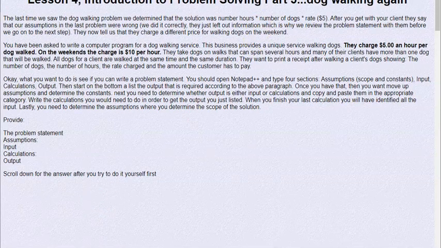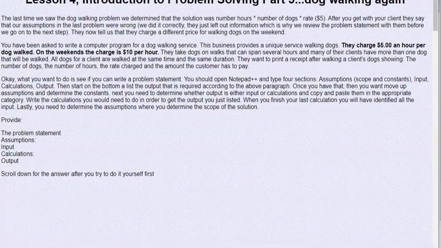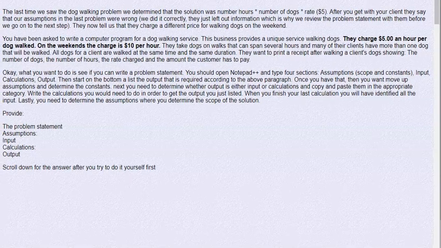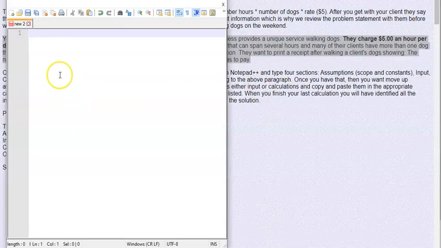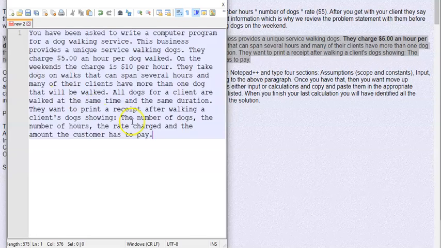Okay, so we're going to be doing the dog walking problem, and this is the problem they have. So I'm going to go ahead and copy this and plop it into Notepad++ to make our life a little bit easier. So it's $5 an hour weekday, $10 on the weekend, same as the other one. It's number of dogs times the number of hours that they're walked, and that's how they pay.